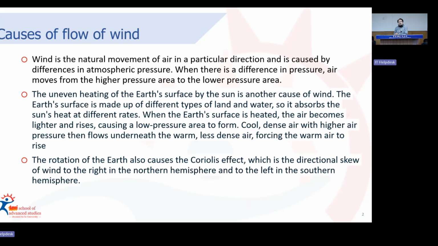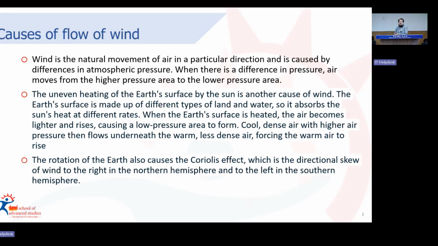So wind is the natural movement of air due to two effects. One is the difference in atmospheric pressure. And it is obvious that when there is a difference in the pressure, air moves from high pressure region to low pressure region. And the second phenomenon is the uneven heating of Earth's surface.